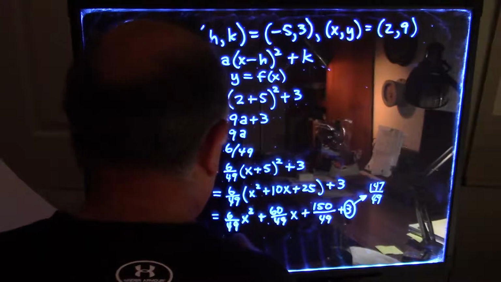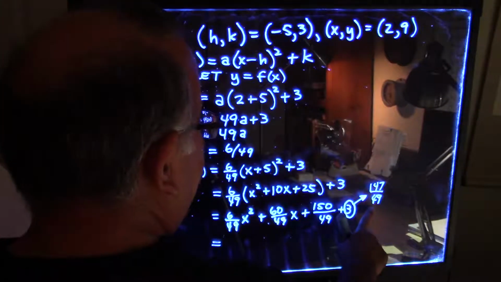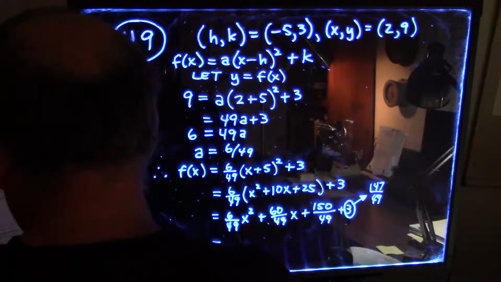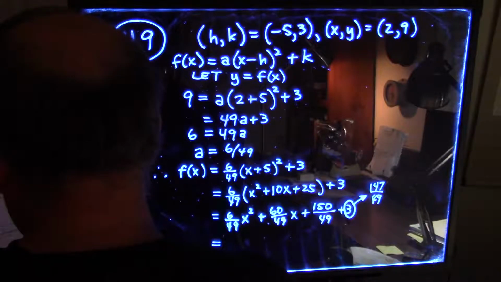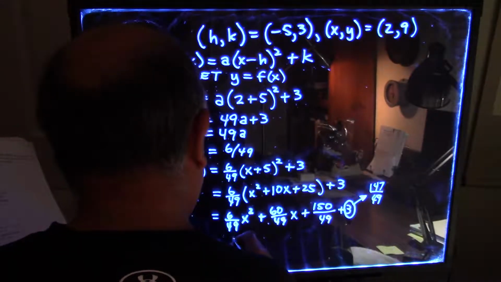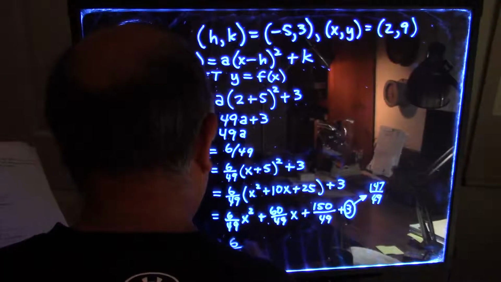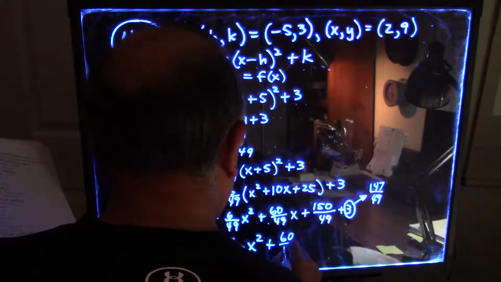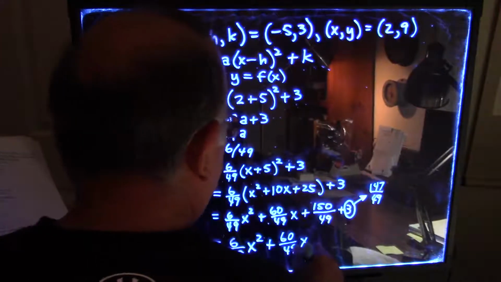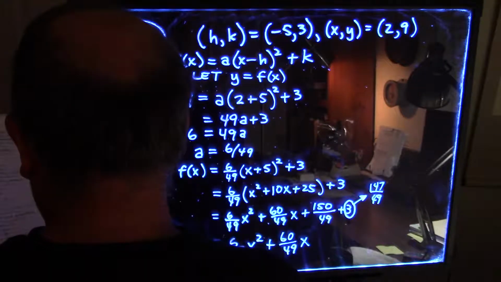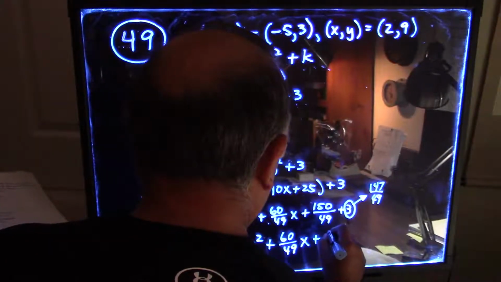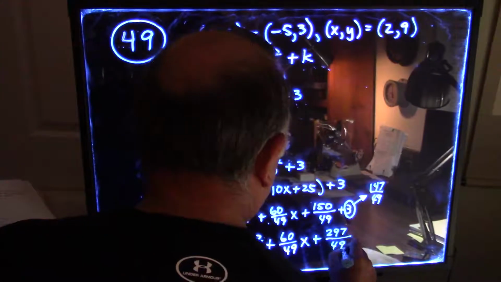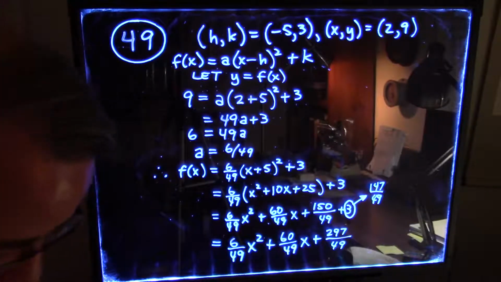Okay, now you add this with a common denominator to that, and we've got the final result: 6/49 x squared plus 60/49 x, and then when you add those two, you get 297/49. There she is.